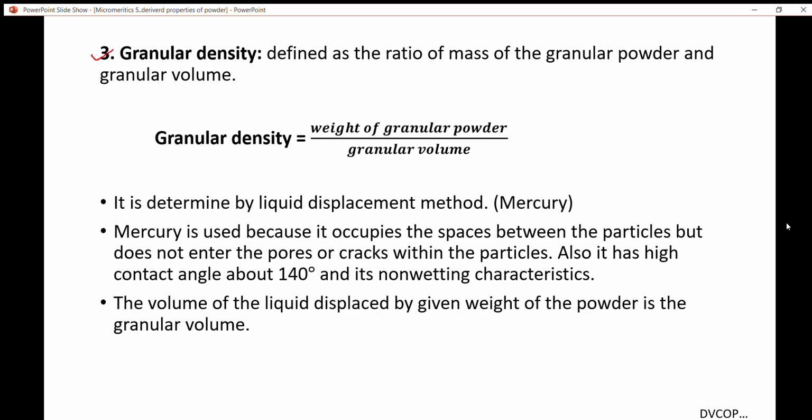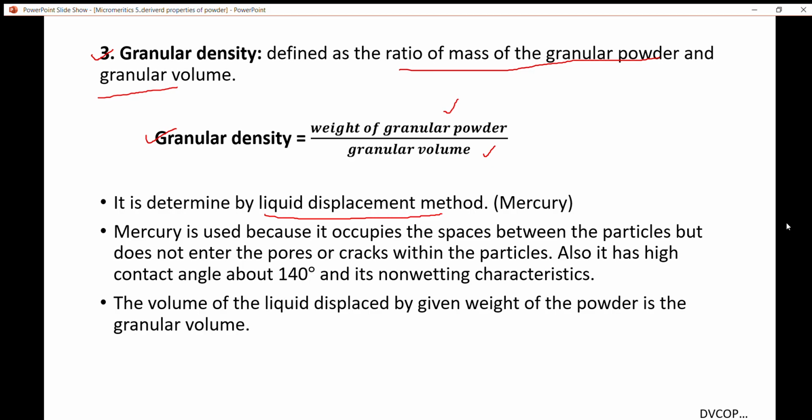The third type of density is granular density, which is defined as the ratio of the mass of granular powder to the granular volume. It is mathematically expressed as granular density equals the weight of granular powder divided by the granular volume. This granular density is determined by using a liquid displacement method, which was already explained under true density.